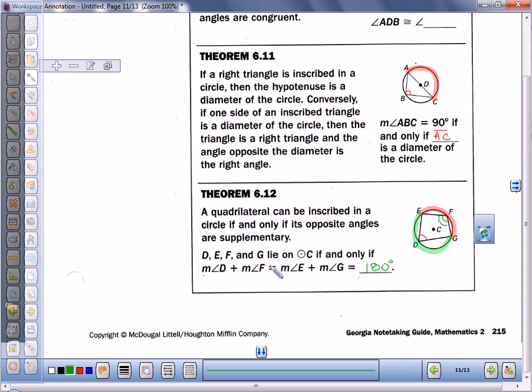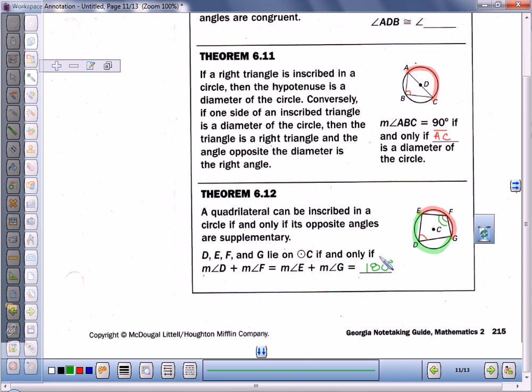Well, anytime we have opposite angles in an inscribed polygon, let me try that again. Inscribed quadrilateral, opposite angles are supplementary. They add up to 180. And that is why opposite angles, the measure of angle D and the measure of angle F equal 180. Or the measure of angle E and the measure of angle G equal 180. Opposite angles are supplementary in an inscribed quadrilateral.